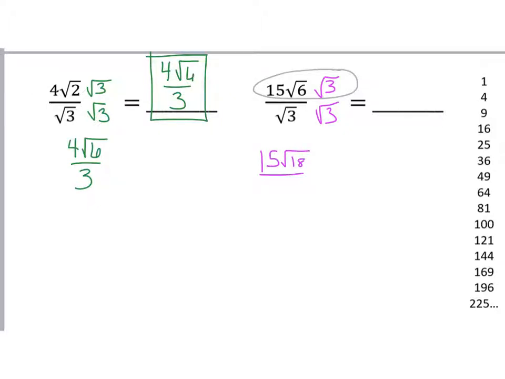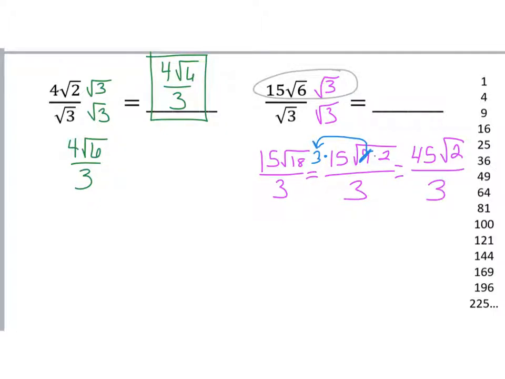What do I end up with on the bottom? 3. Okay. Square root of 18. When I look at this, can I simplify this? Yes. What goes into 18 from my list over here? 9. So I'm going to rewrite this as 15 square roots of 9 times 2 over 3. When the 9 comes out, what does it turn into? A 3, and it's multiplied to the 15. So 3 times 15? 45. What's left in my square root?